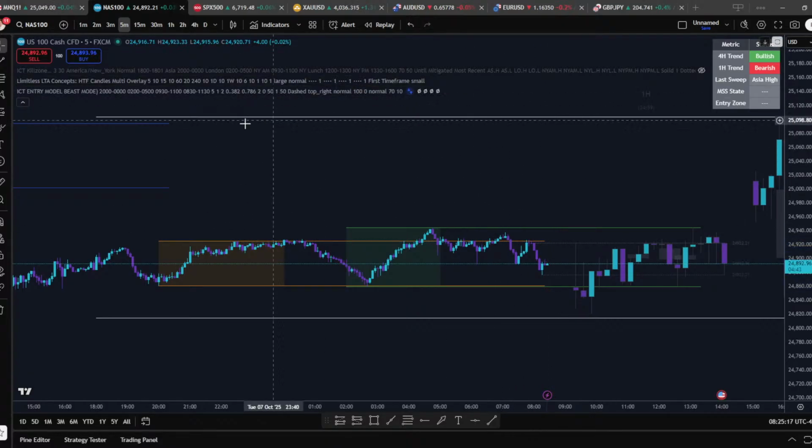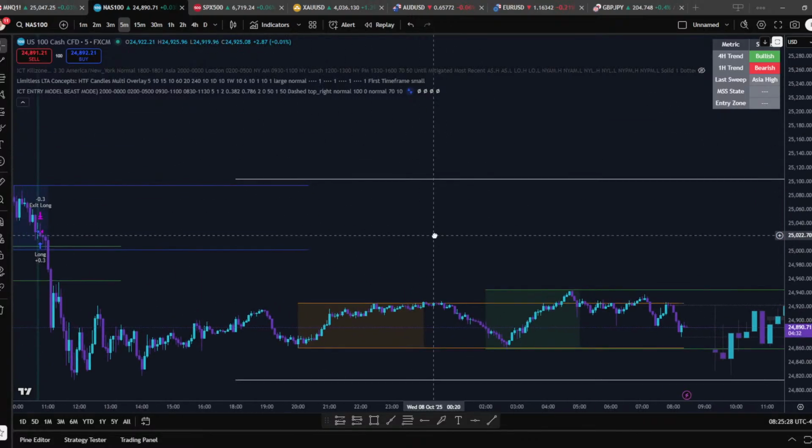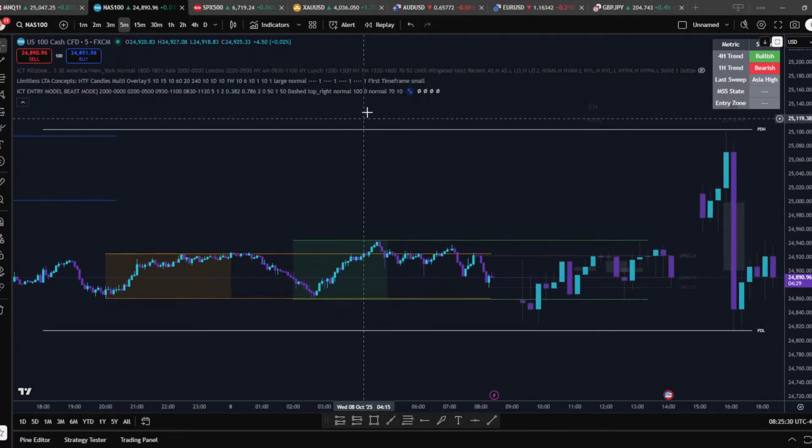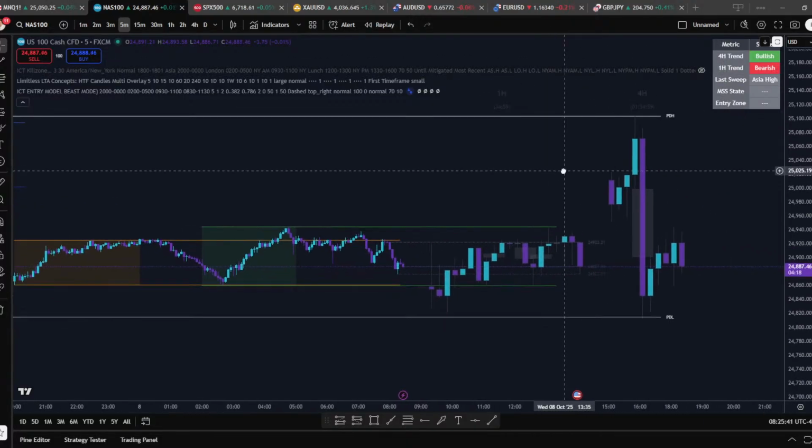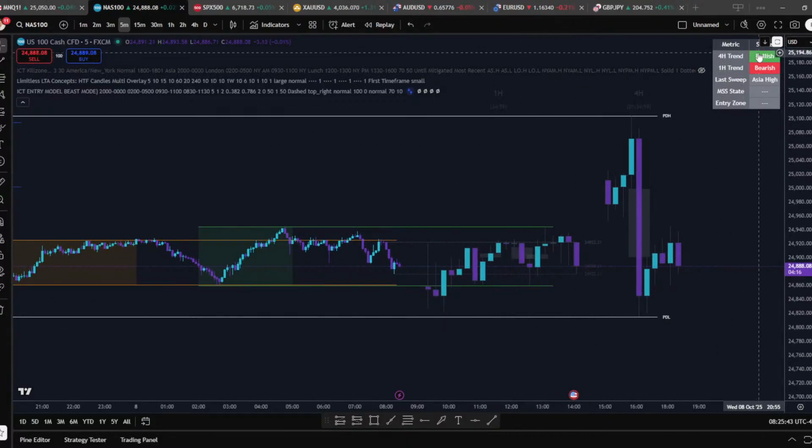Okay, so this is the RCT entry model beast mode. Okay, there's only 2 of us that are using this in the world, okay, because he developed it and he didn't publish it, so it's just the 2 of us, right? Now I won't get into the details of the indicator because that's kind of his thing, but long story short, on the corner you can see here there's a 4-hour, a 1-hour, and it will basically summarize, say if it's bullish, it'll say bullish. It's bearish, it'll say bearish on the 1-hour and the 4-hour.